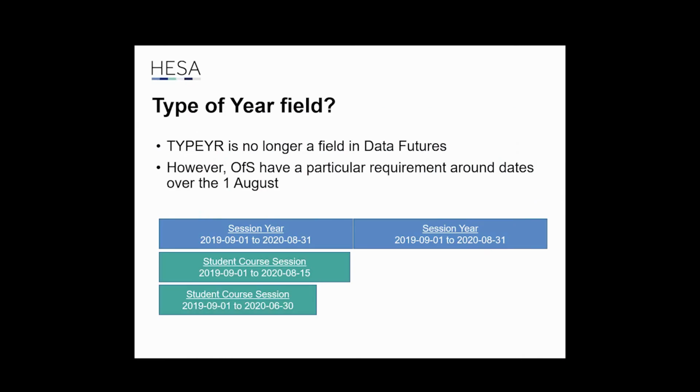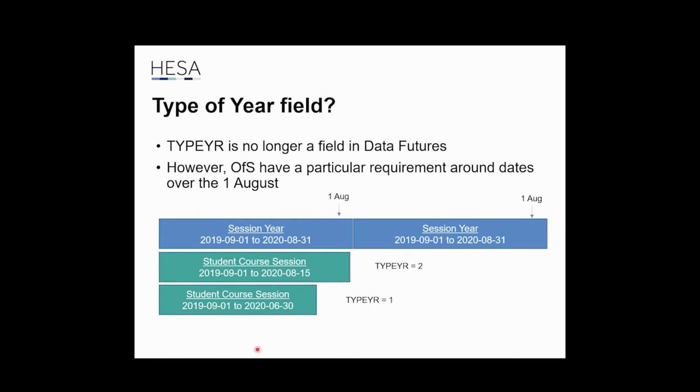There we go. Okay, so one thing just to mention first, there is no type year field. Because of the way it's set up, with providers being able to start their session years and their student course sessions from when it's applicable to them, the type year concept of fitting around a HESA reporting year doesn't make sense anymore. So I just wanted to make sure everyone was aware of that and show you what they would do instead.